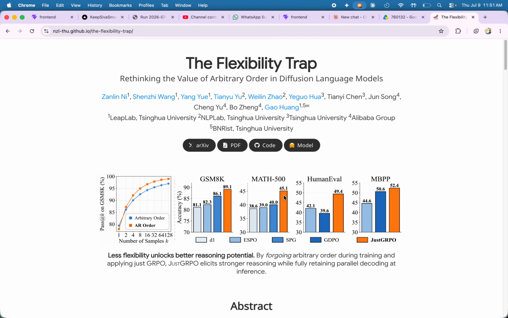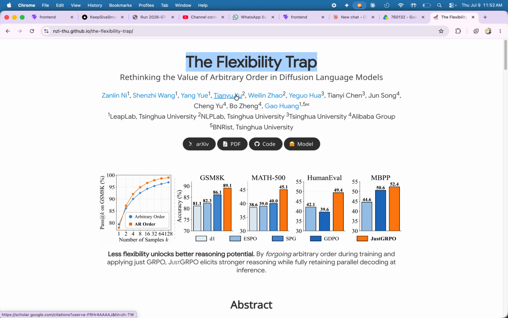Yeah, hello. Today we'll be checking out this paper. This is The Flexibility Trap: Rethinking the Value of Arbitrary Order in Diffusion Language Models. I'll be walking you through this paper based on my understanding, coming from an engineering background.